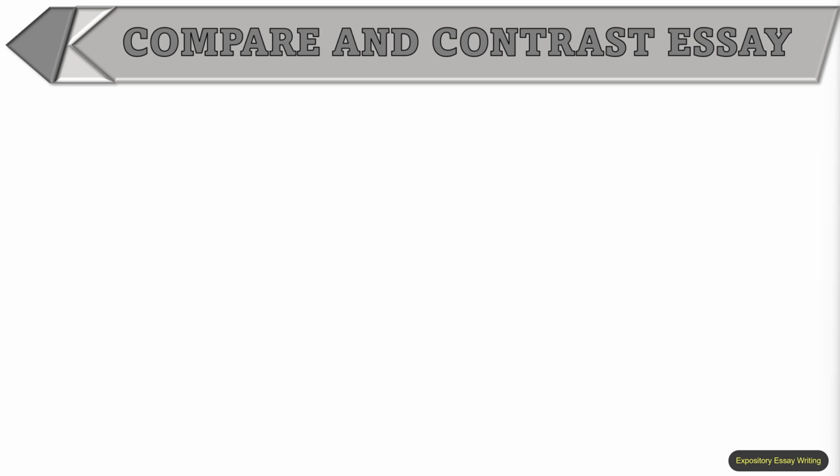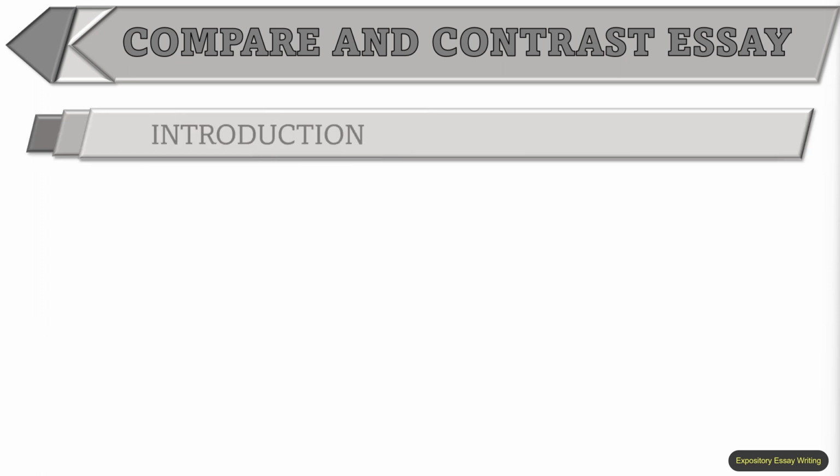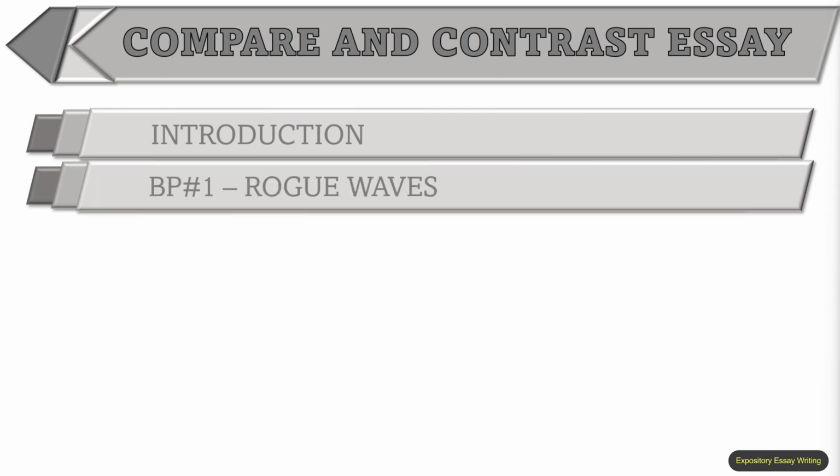Here's an example of a comparison and contrast essay you might have to write in class. This one will cover the topic of rogue waves and tsunamis. Just as with every essay, there will be an introduction. In your body paragraph 1, you will introduce the concept of rogue waves, and in your body paragraph 2, you will present information related to tsunamis.